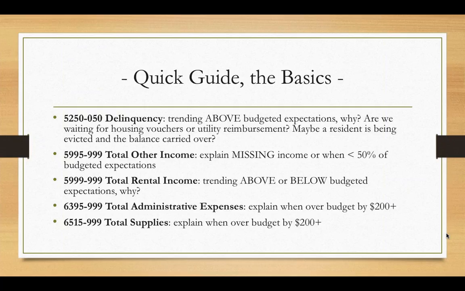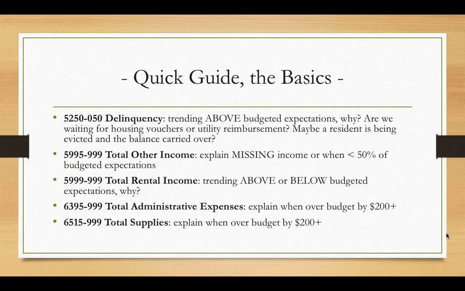So for example, if you go to the fourth one down, 6395-999, your total administrative expenses, you have to explain any budget overage or any variance over budget by $200 or more. If it's $199, you don't have to explain it. If it's $170, don't even worry about it. $250, you gotta tell us what that expense was.